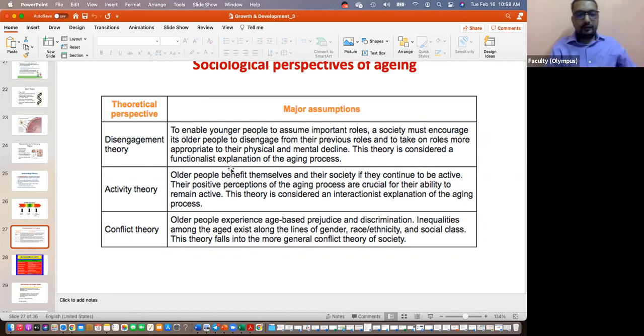Next one. So activity theory means what? Older people benefit themselves and their society if they continue to be active. This is also called continuity theory. So what happens here? Older people benefit if they continue to work in the society, continue to participate in their work. They have to continue to be active, so that their positive perceptions of the aging process, their experiences, are used.